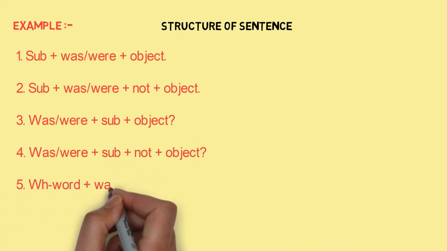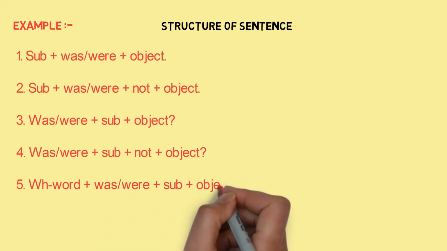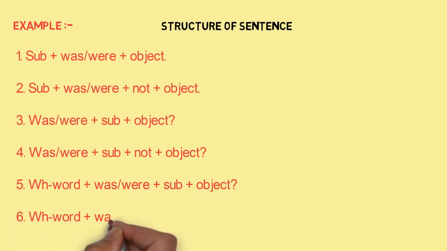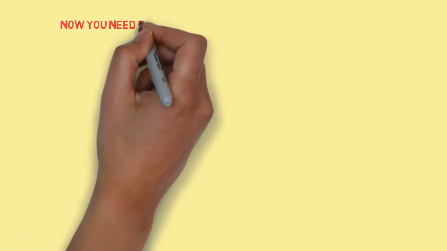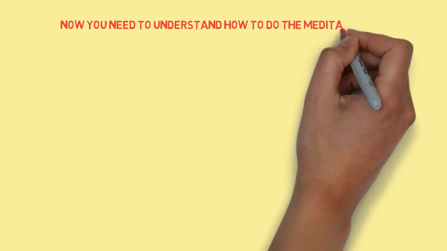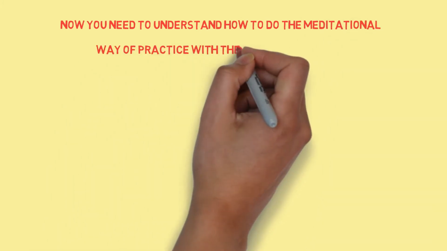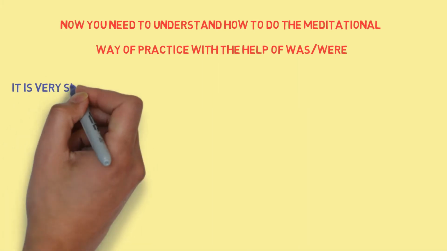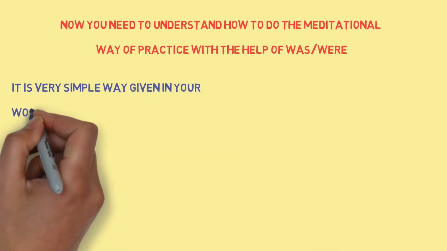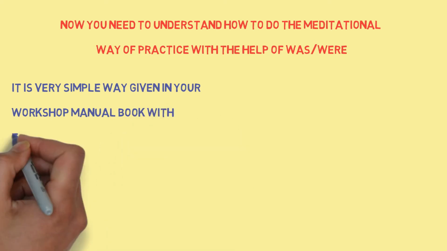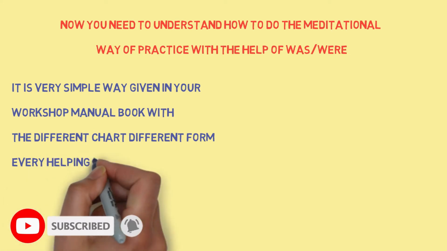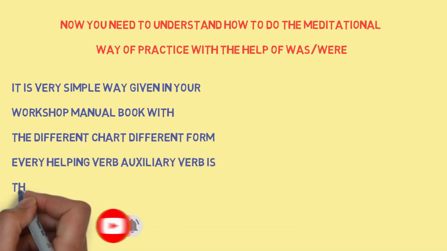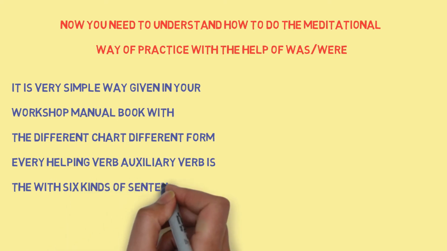Fifth, WH word plus was, were plus subject plus object plus question mark. Sixth, WH word plus was, were plus subject plus not plus object plus question mark. Now you need to understand how to do the meditational way of practice with the help of was, were. It is a very simple way given in your workshop manual book with the different chart, different form, every helping verb, auxiliary verb with the 6 kinds of sentences.